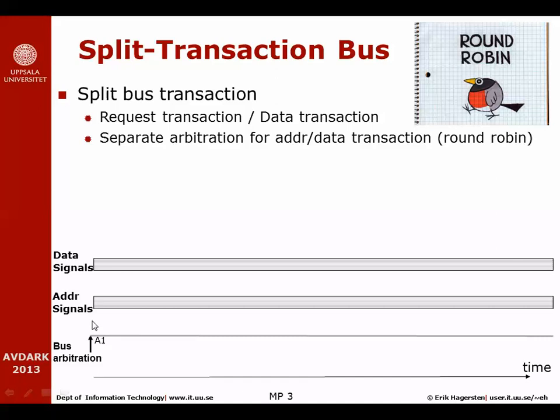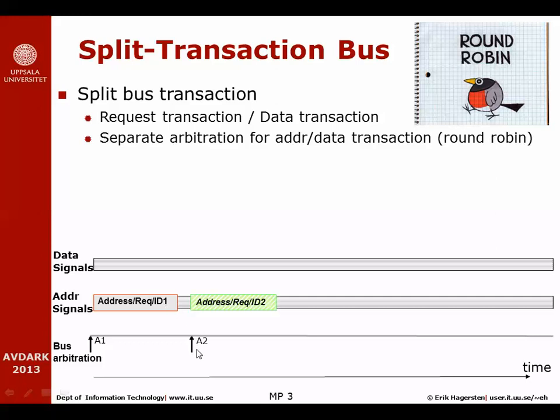If you like to send an address transaction, you arbitrate for the bus. And here we arbitrate for our first address transaction. When the arbitrator tells us it's our turn to send the transaction, we'll send the address transaction on the bus together with the encoded request, read to share, read to write, and so on, as well as some unique identifier, ID1 in this example.